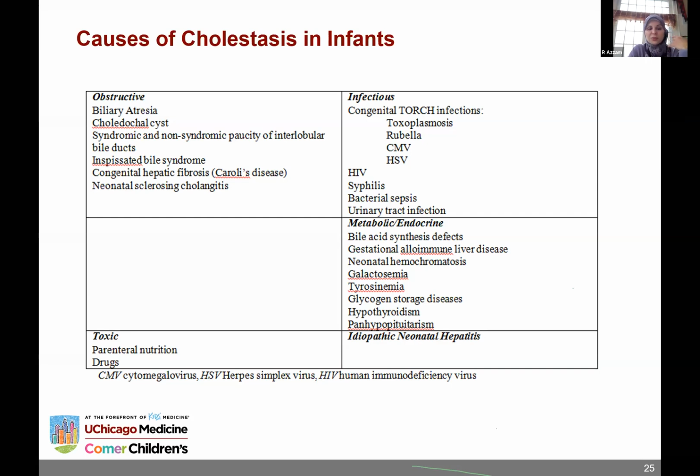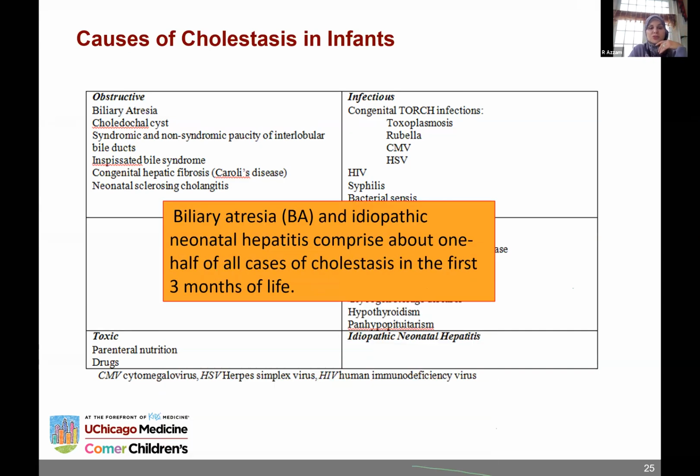Toxic if they are on prolonged use of TPN, total parenteral nutrition, or certain medications. And the last category is idiopathic, when you look at all these and you do not find anything. And the truth is biliary atresia and idiopathic neonatal hepatitis comprise about 1/2 of all cases of jaundice or cholestatic jaundice in the first 3 months of life.